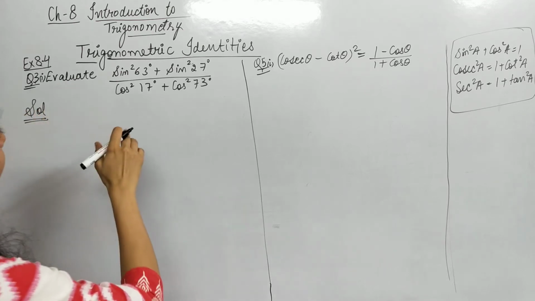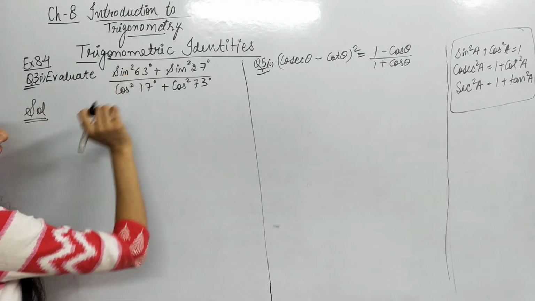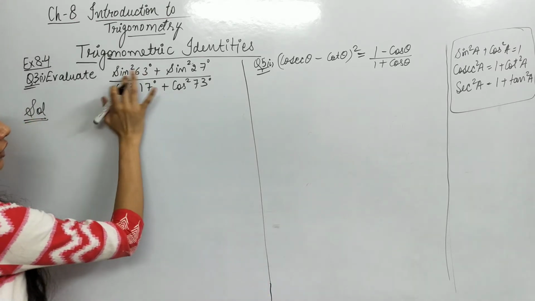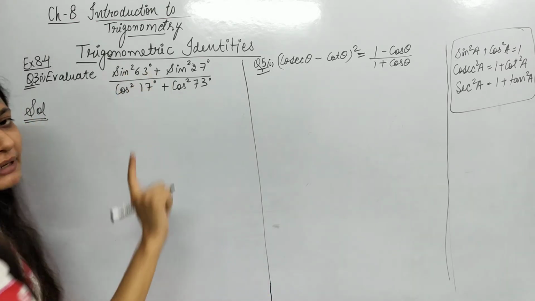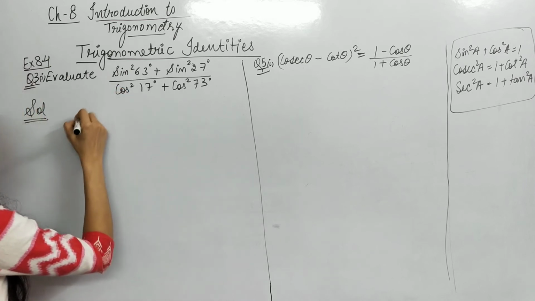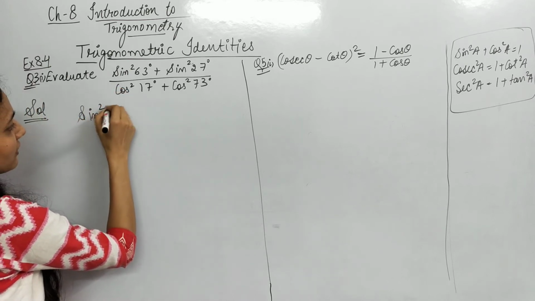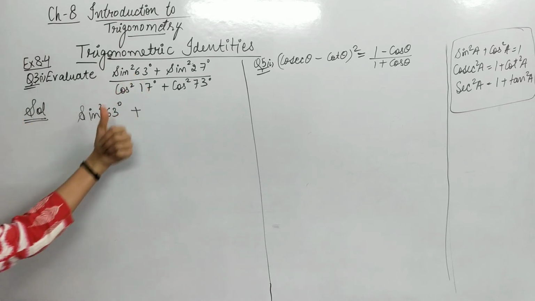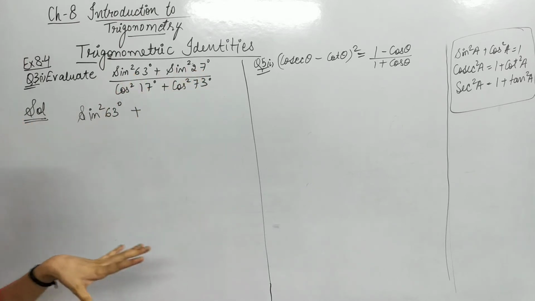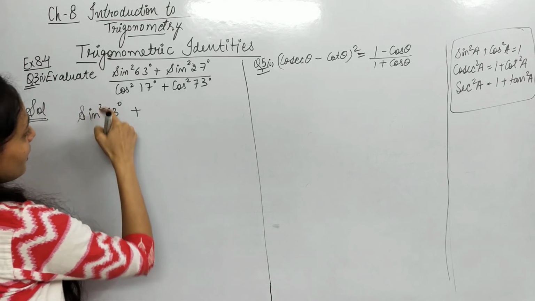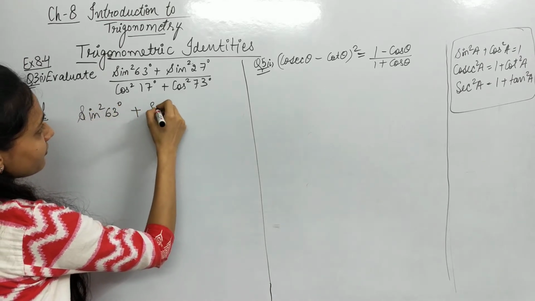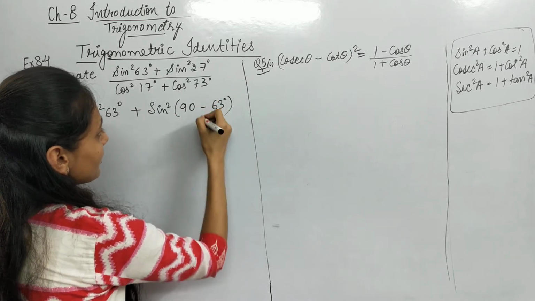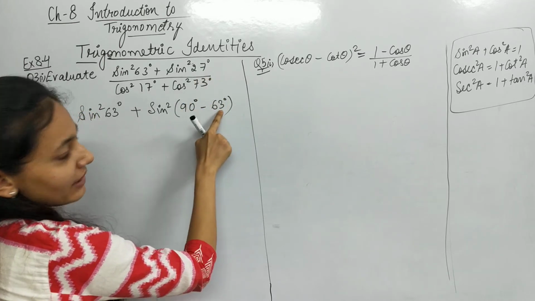You have to evaluate the value of sin square 63 degree. You don't know the value of 63 degree from your table. So what you will do here is you will use complementary angles formula. So how you will use that: sin square 63 degree plus, you can change 63 degree into 27 degree or 27 degree into 63 degree. So sin square 63 degree plus sin square 90 minus 63 degree. We can write 27 as 90 minus 63.